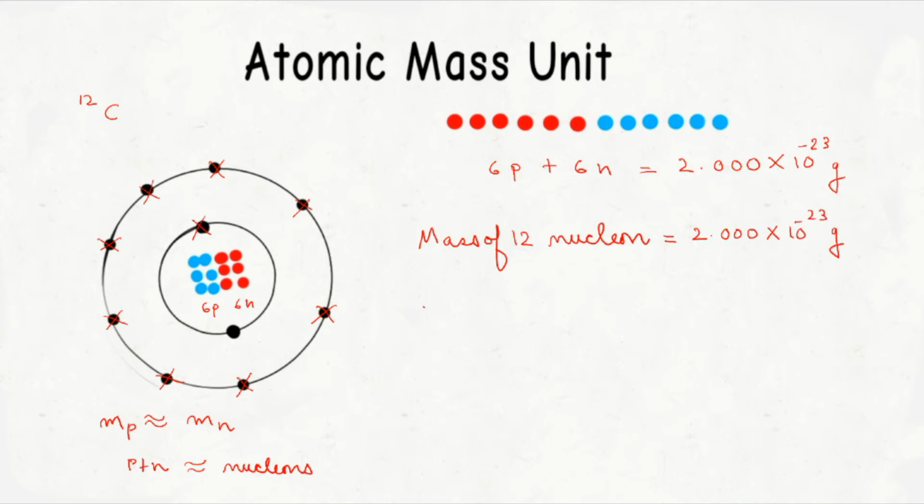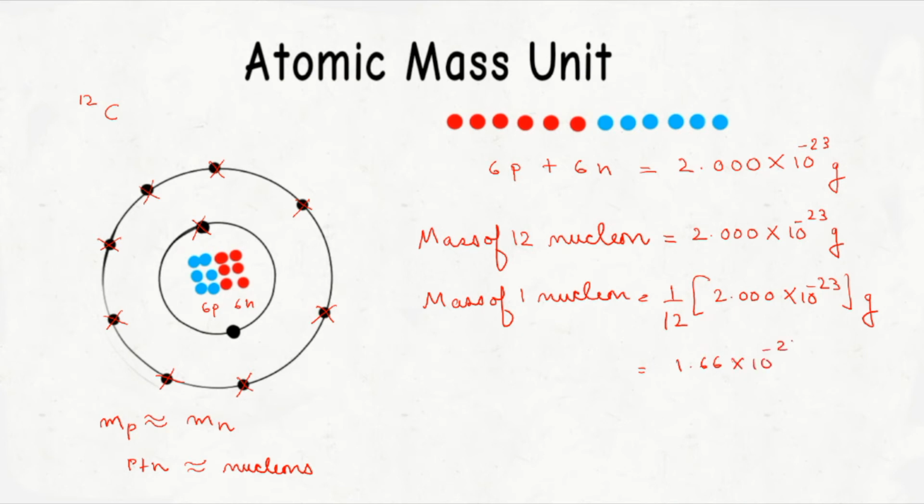If so, can you write what will be the mass of one nucleon? That will be equal to 1 divided by 12 into this quantity. Again, we need to write it. That is nothing but the mass of carbon atom in gram. Got it? And if you are calculating this quantity, we will be getting the value as 1.66 into 10 raised to minus 24 gram. Okay, and mass of one nucleon is equal to 1 AMU.